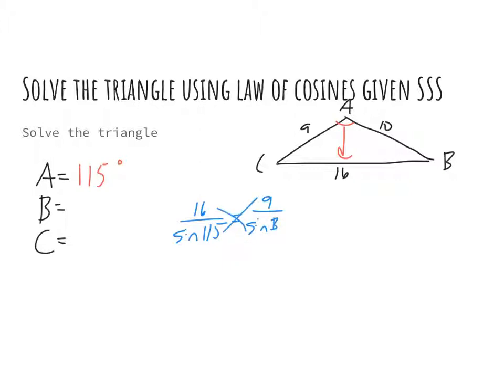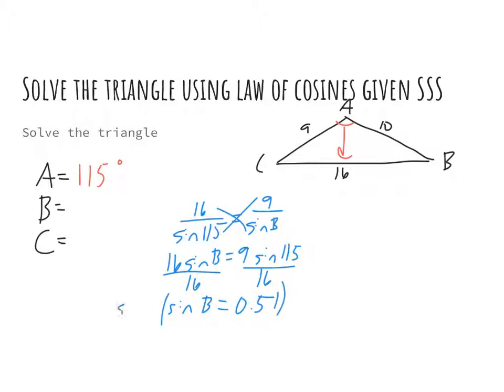And I can go into cross multiplying. 16 sine of B is equal to 9 times the sine of 115. Divide both sides by 16, and I get that the sine of B is equal to about 0.51. Do the inverse sine of both sides, and that's going to get me a B value to the nearest degree of 31 degrees.